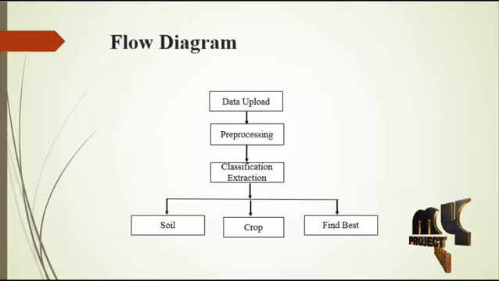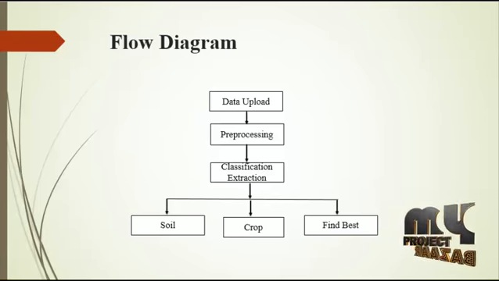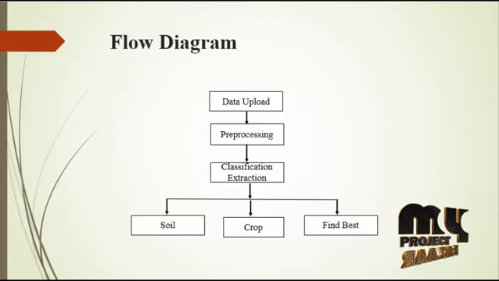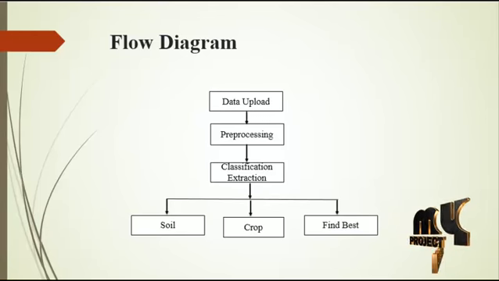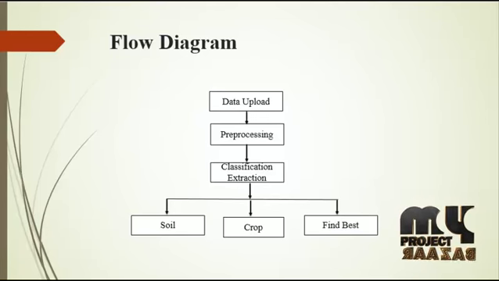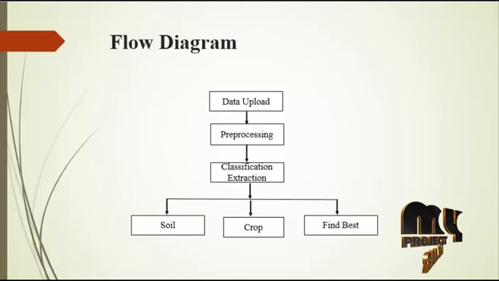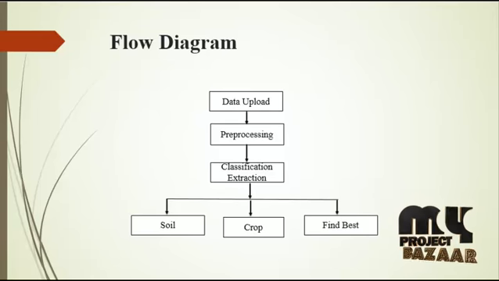In this process, to produce our result, we classify the pre-processed data. We have three types of classifications: soil classification, crop classification and find the best. In soil classification, we use the C4.5 algorithm. When the soil type is mentioned, it gives the list of crops which grow well for that particular type, and it also stores the pH values of the soil. If the crop is mentioned, then it will show in which soil it will grow well.